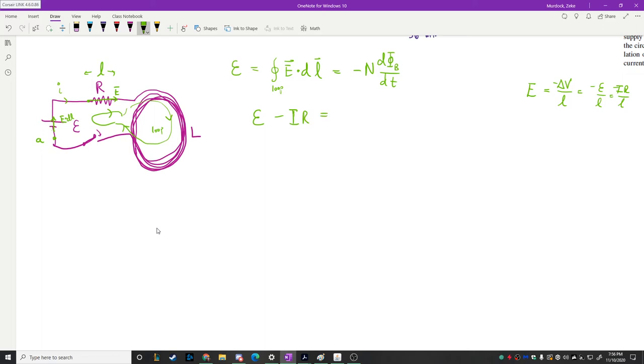What do you get on the right-hand side? On the right-hand side, we've got this negative sign that shows up, right? And we've got the flux, right? Now, something to point out right here. We have this term right here that shows up because there's a resistor, right?